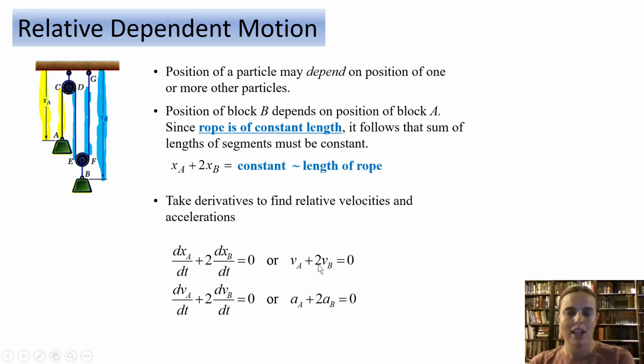So maybe velocity of A is 10. If velocity of A is 10, then what does B have to do? Well, if they're going to add to 0, then 10 equals 2 times -5. So B would go in the opposite direction as A, and it would be going half as fast as A. So you can kind of think about acceleration or force ratios going on in that scenario as well. So that is dependent motion, and this is the trick. Just add up the length of the rope and then take derivatives and you've got the rest of it.